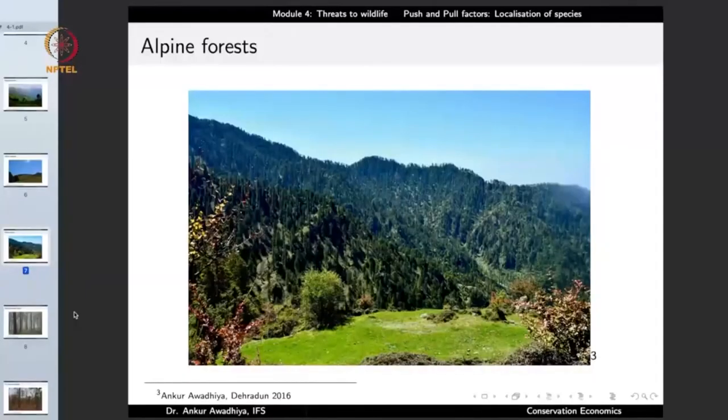It does not remain there on top of the trees, otherwise the weight of the snow would lead to the collapse of the tree. So these are the species that are adapted to a life in the alpine forest. We also find a number of animals in these areas.